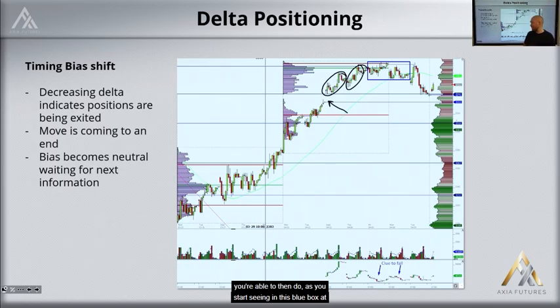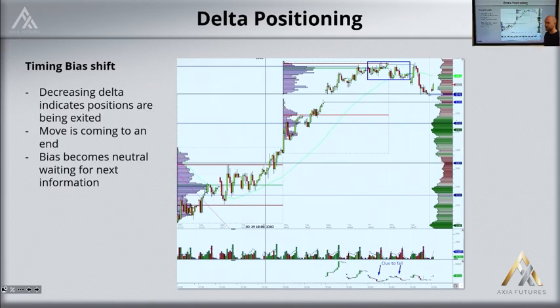What you're able to then do, as you start seeing in this blue box at the top, is that delta now starts to fall. Now that doesn't mean that this is about to collapse, that the move's over. But what it should be doing for you is getting you thinking, well, we've had delta rising from all the way back here. So for about a week, every day delta's risen. That's quite a significant amount of buying, and now you're starting to see it fall. This is a good indication, if nothing else, to move to a more neutral view.